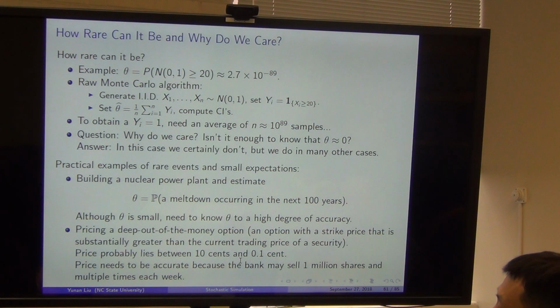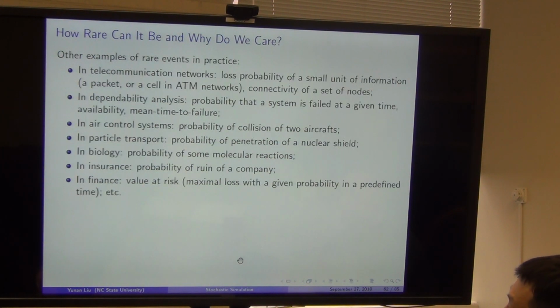So in many examples, you can argue that you want to estimate the rare event probability to some accuracy level. How rare can it be, and why do we care? Other examples in practice: in telecommunication networks, the loss probability of a small unit of information can be rare. In dependability analysis, the probability a system has failed at a given time can be rare. In an air control system, what is the probability two aircraft crash? These are all examples of rare events.